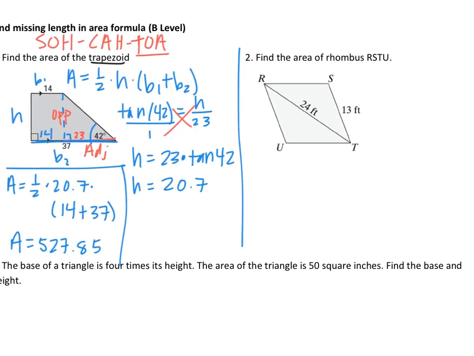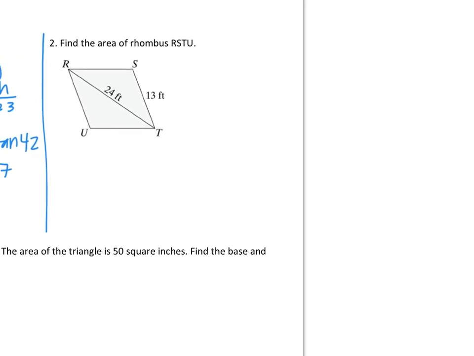Second one over here, find the area of rhombus RSTU. So let's start by writing down our area formula. 1/2 times diagonal 1 times diagonal 2. Let's make that look like a D. All right, so diagonal 1 we see in the picture is 24. Diagonal 2 I'm going to draw in like this, goes the other way.